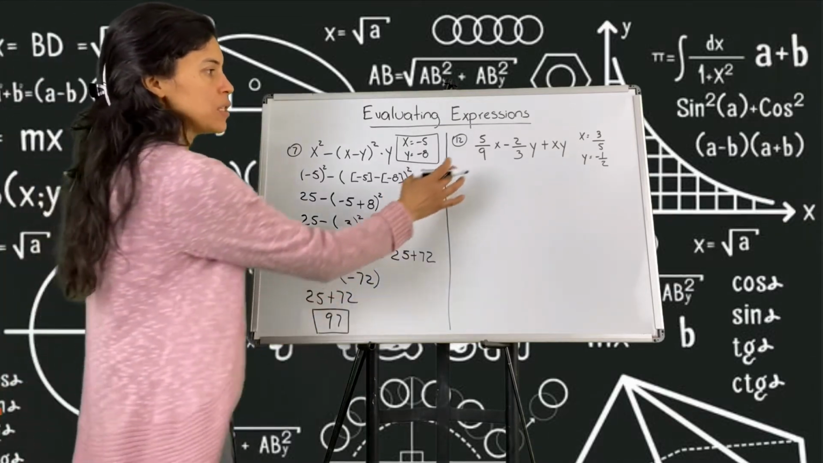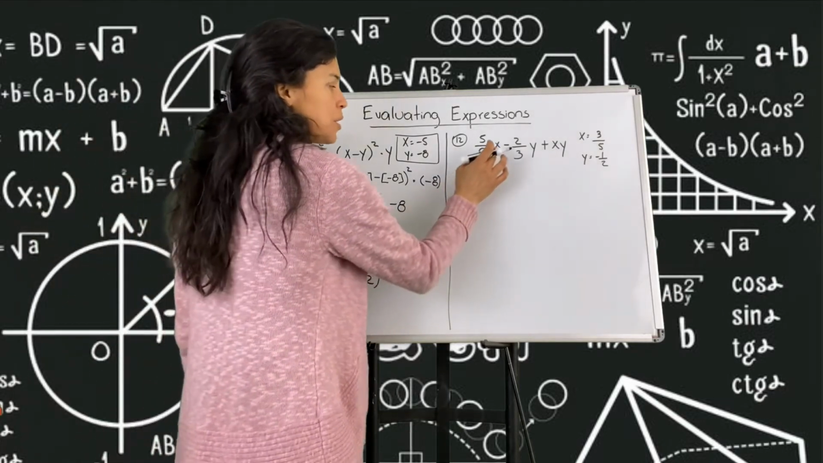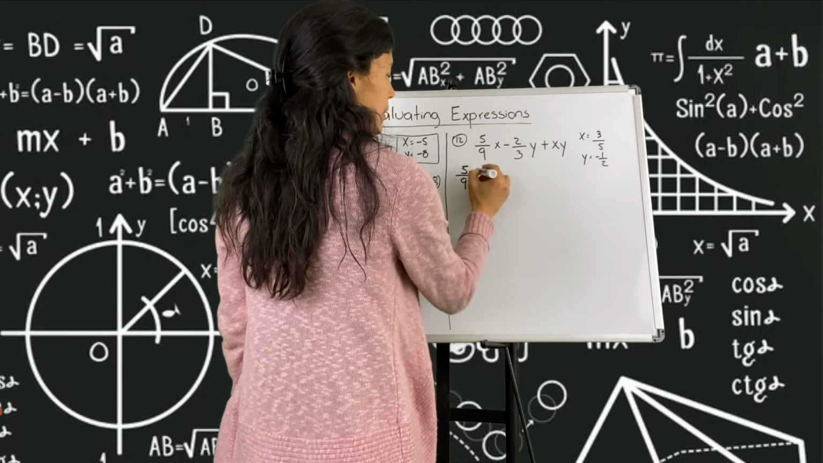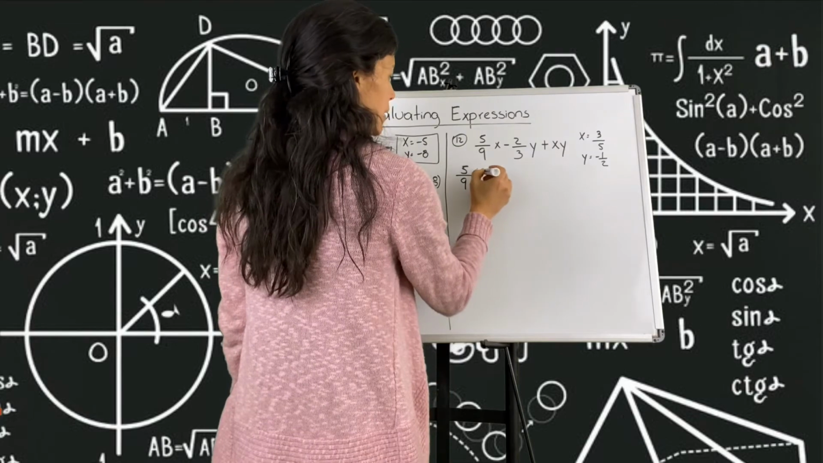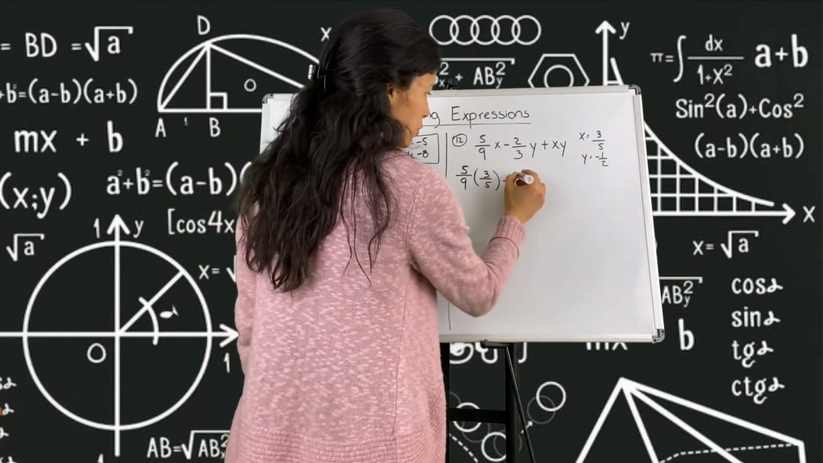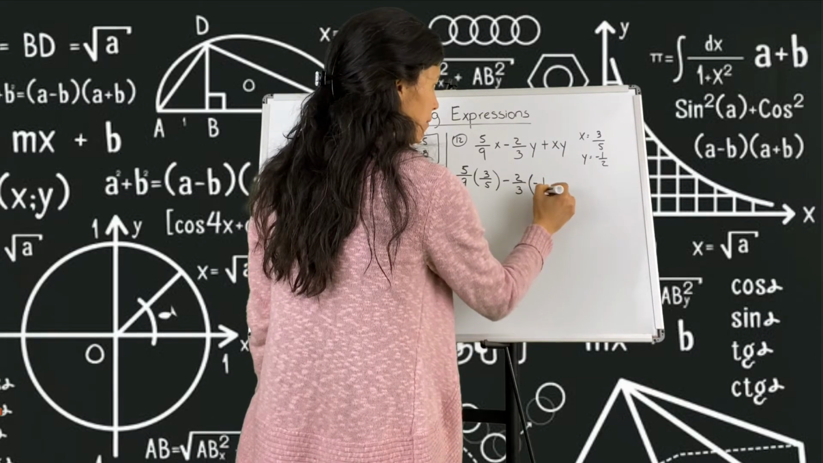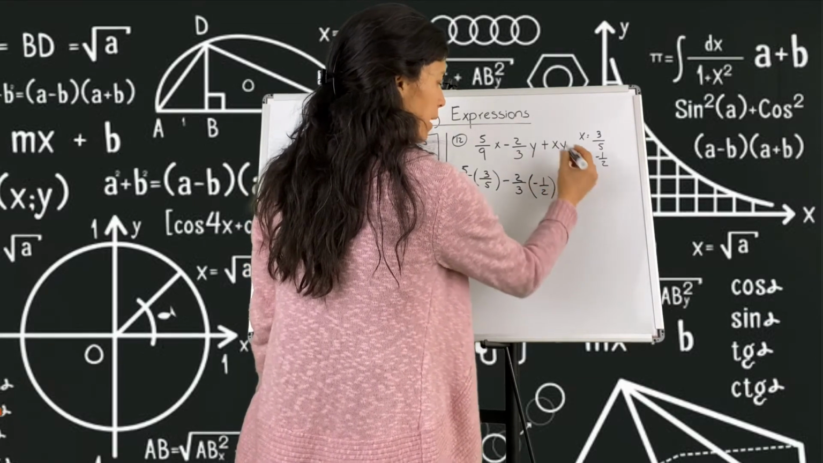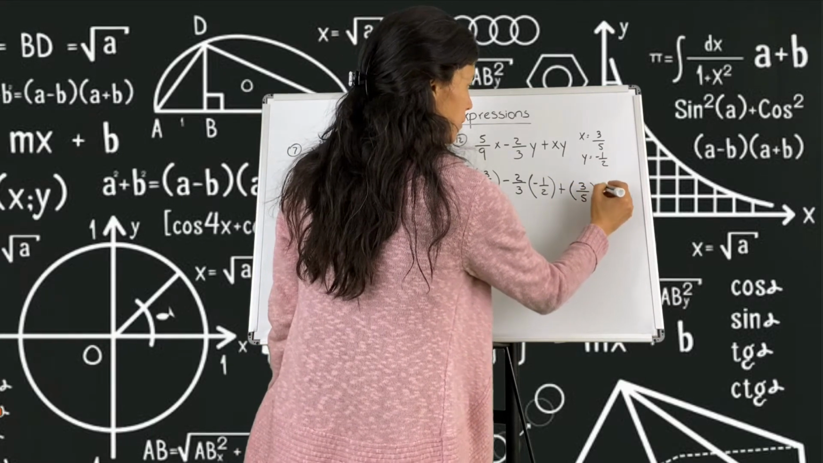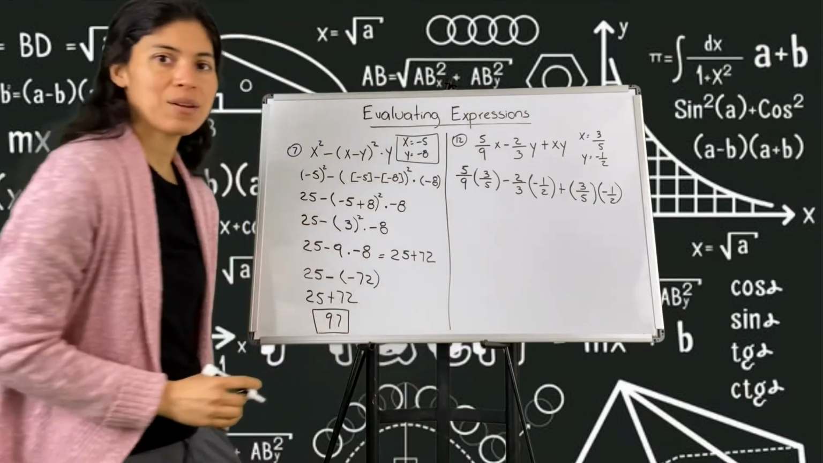Let's go over here. I chose this because it has a fraction. I know the fractions can be a little tricky, but we do the same. Let's substitute the values. So I'm going to write 5 over 9, and instead of x, the value of x, which is 3/5, minus, let's copy that 2/3, and instead of y, the value of y, which is negative 1/2, plus the value of x, which is 3/5, times y, right, which is negative 1/2. I already substituted.